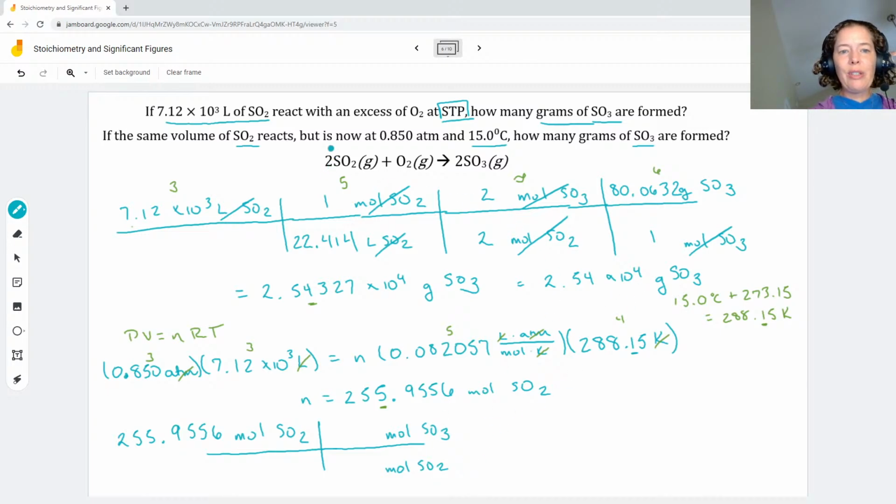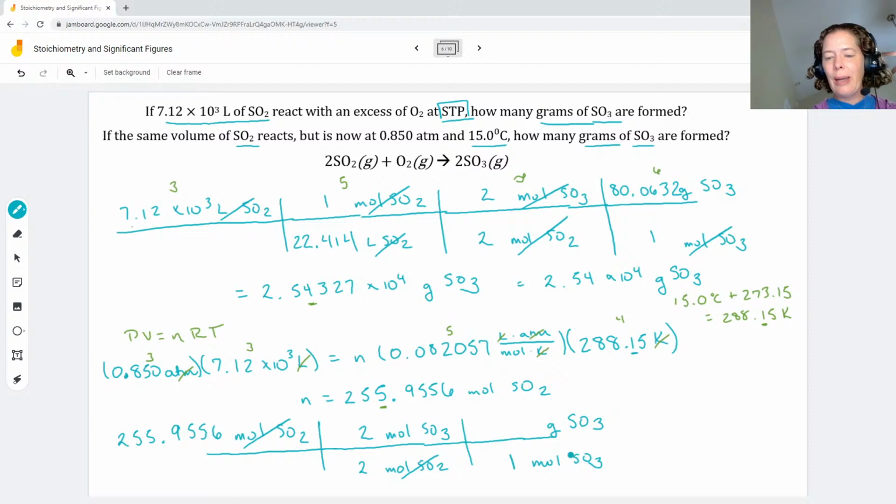Let's go back to the balanced chemical equation. I've got a 2 in front of my sulfur dioxide, and I also have a 2 in front of my sulfur trioxide. So that is all fantastic. That is going to cancel, and then it did ask me for grams of sulfur trioxide, so I've got one more conversion. I need to convert out of moles of sulfur trioxide to grams of sulfur trioxide. So this is molar mass time. That is 1, and I do have that molar mass here: 80.0632. So my moles of sulfur trioxide have canceled, and now I can do my final calculation.